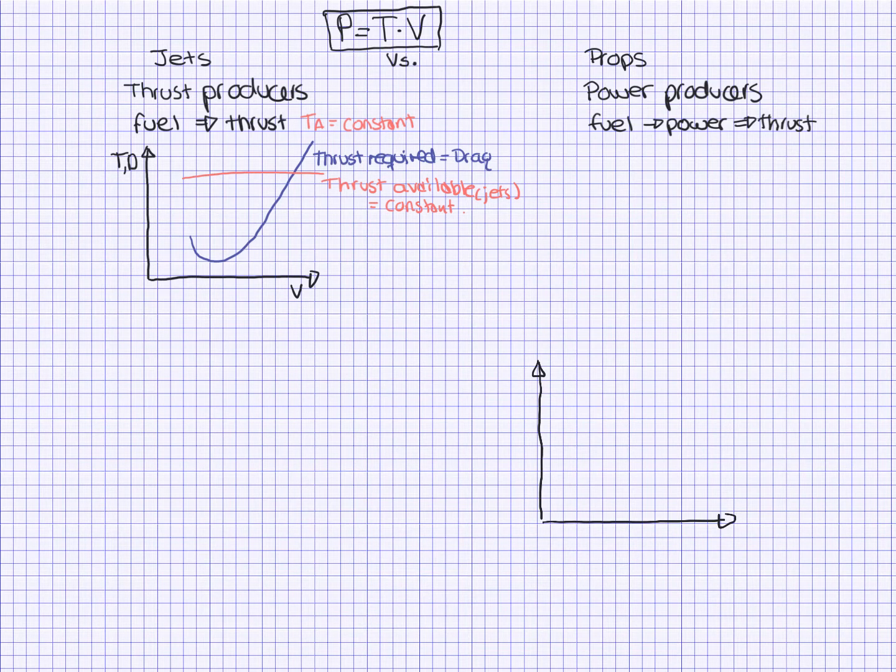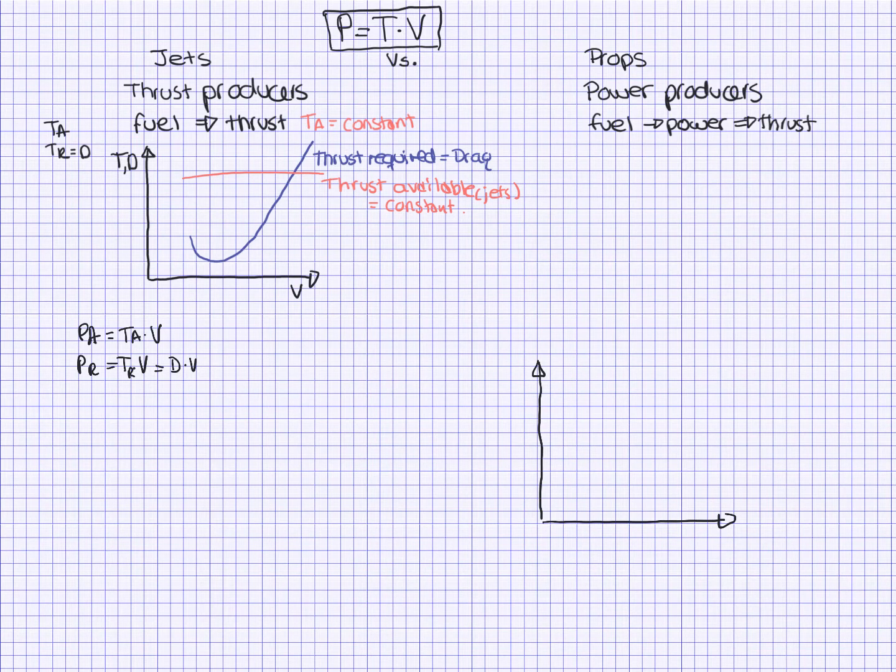And we're going to, again, have different types of thrust and different types of power. We're going to have thrust available and thrust required. Thrust required is the same as drag. Thrust available is going to be the thrust output. And we're going to have power available and power required. So power required is going to be thrust required times velocity, that is the same as drag times velocity. And power available is going to be thrust available times velocity.